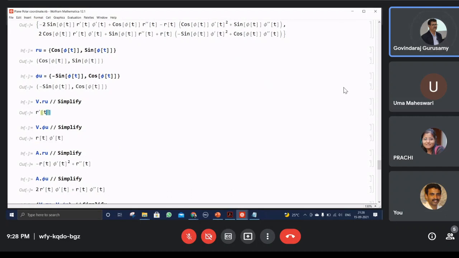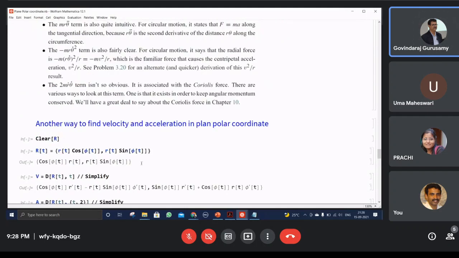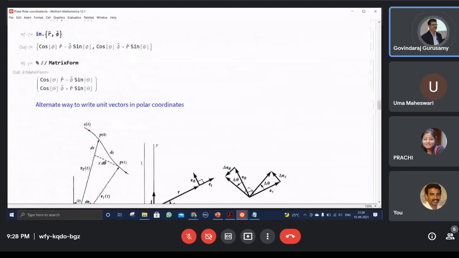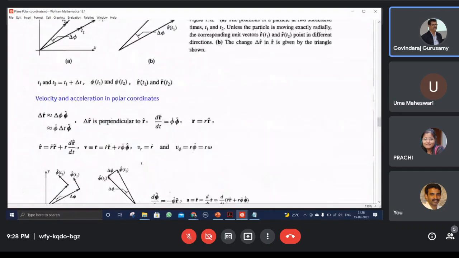Is it not? r prime is available. You can see here, that is your r prime velocity. See?